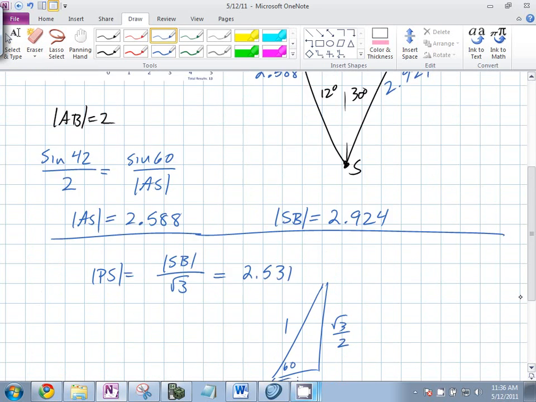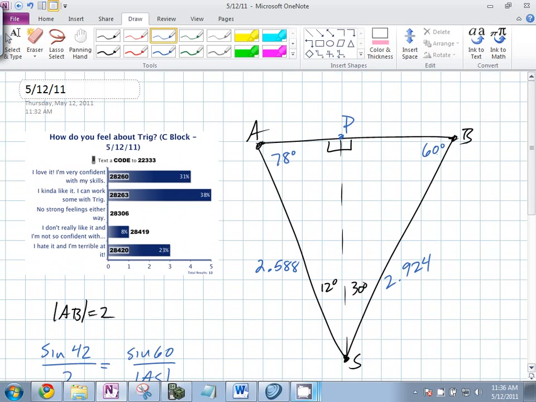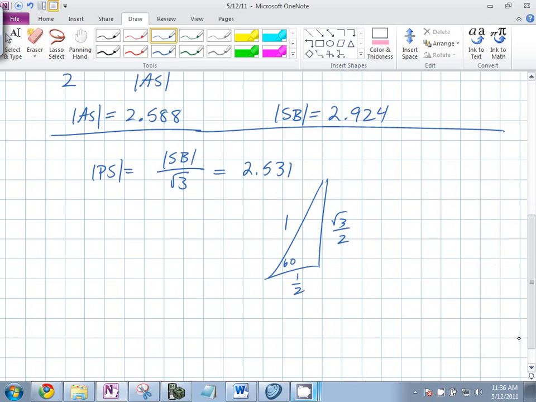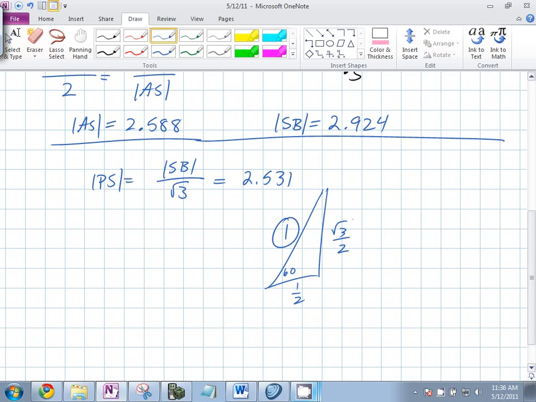So on this one, what did we, we had the hypotenuse, correct? We have the hypotenuse of it, and what are we trying to find? The longer side. We have the side, and we want to find the longer side. How do you go from the hypotenuse to the longer side? What do you do? You multiply by root 3 over 2. So it should be SB times root 3 over 2. Does that make sense, everybody?